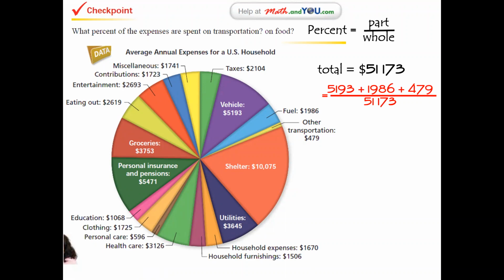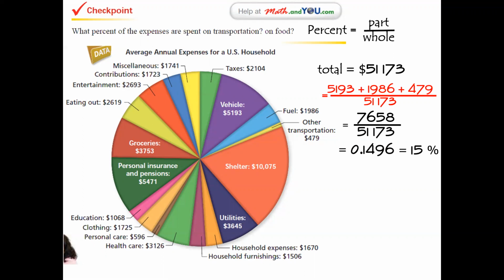Okay. So now let's add them all up. That gives me 7,658. Divide that by the total, which is 51,173. And that gives you 0.1496. Let's round it off. Move 2 spaces, and that is 15%, right? That's 14.9. Because it's 5 or higher, it moves to 15%.